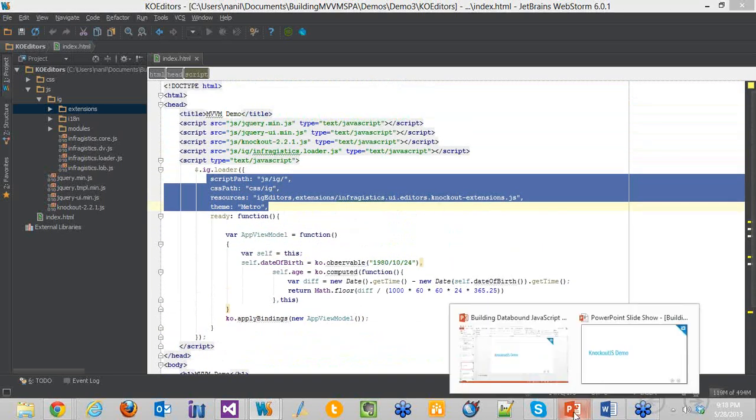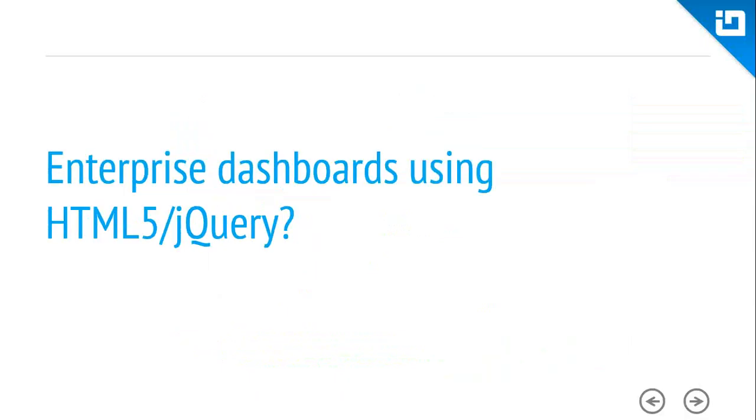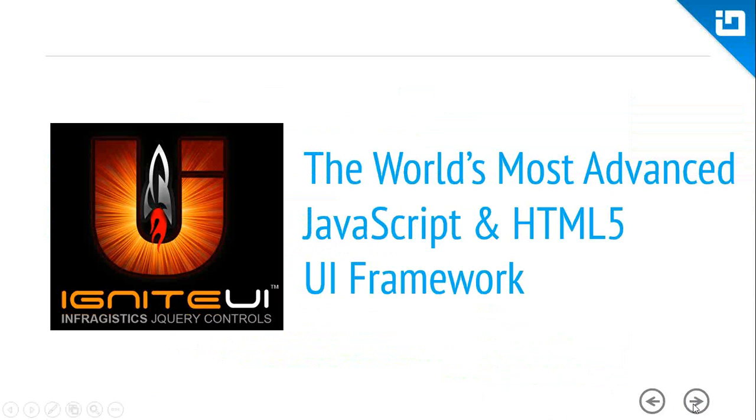So let's quickly go back to the slides. All right, now talking about building enterprise dashboards using HTML5 and jQuery. When you set out to build enterprise dashboards, you'll obviously look at the best HTML5 based data visualizations, rocket fast performance that delivers across every browser, every platform and every device. And that's why you basically need an amazing framework. That's Ignite UI, the world's most advanced JavaScript and HTML5 UI framework.